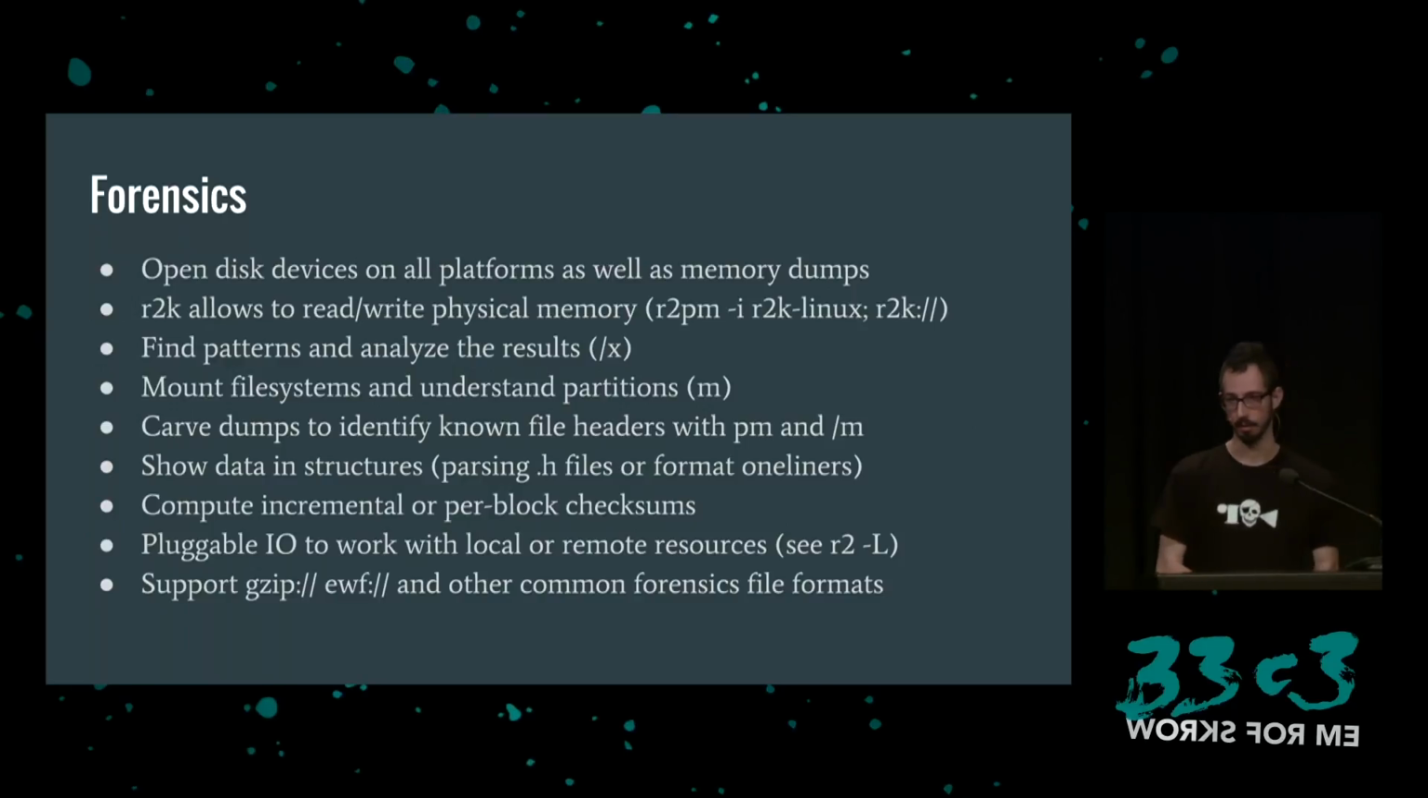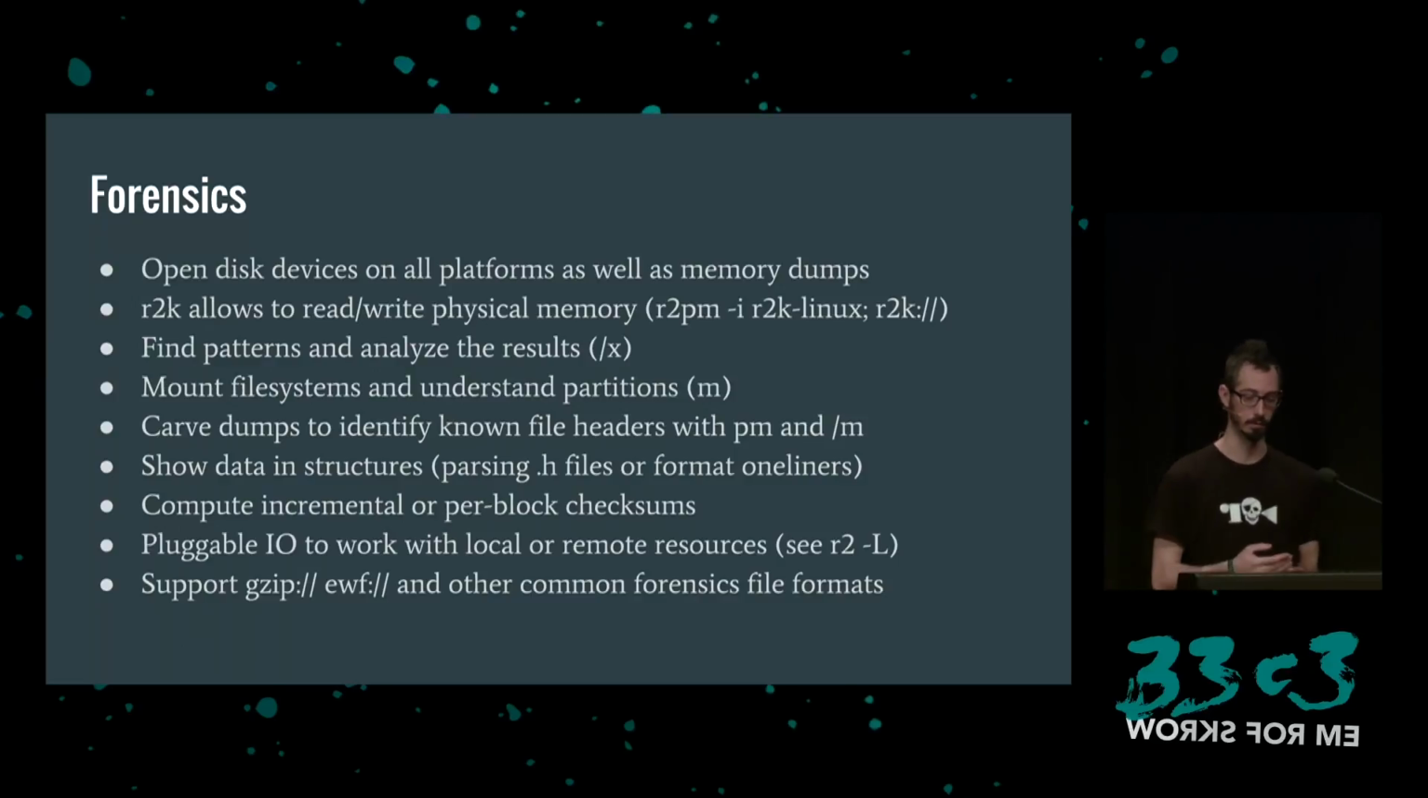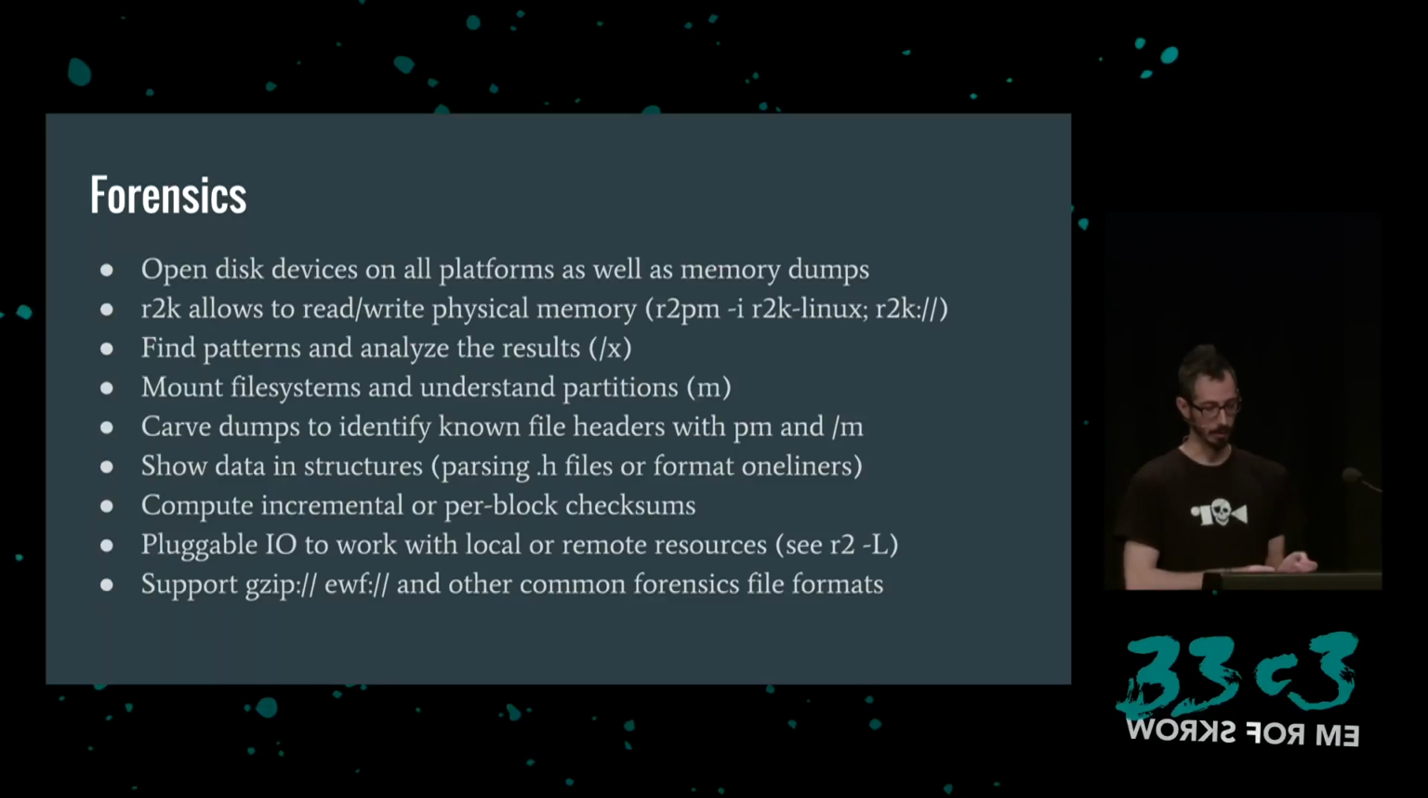You can also open the physical RAM device if it's supported by the kernel. There is also an r2k module, which works on Linux and Windows and allows you to read physical and virtual memory from the kernel. It's a kernel module, and you can interact with it. You can search for patterns and dump the results. You can mount file systems, and it's also able to understand the partition systems. This code was ripped from grub, so I also fixed a bunch of bugs in grub. It's also able to carve for known file formats.